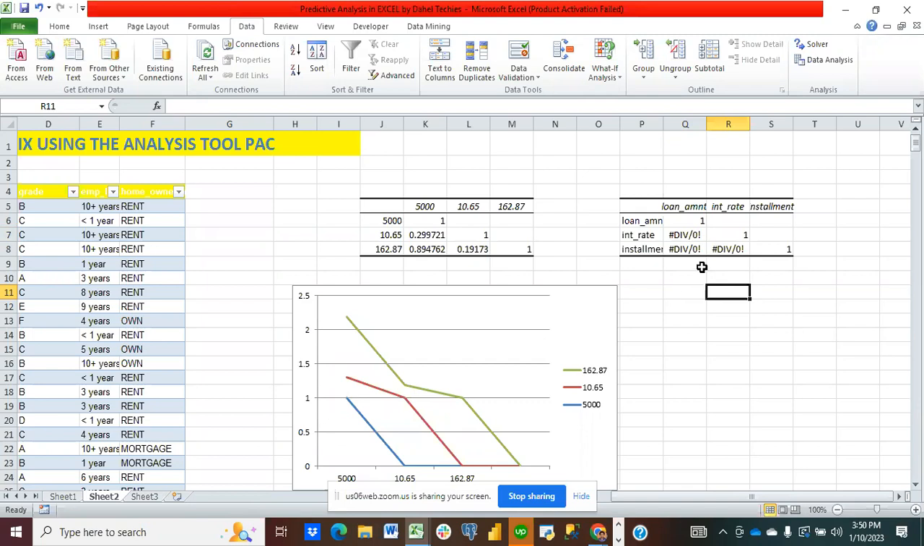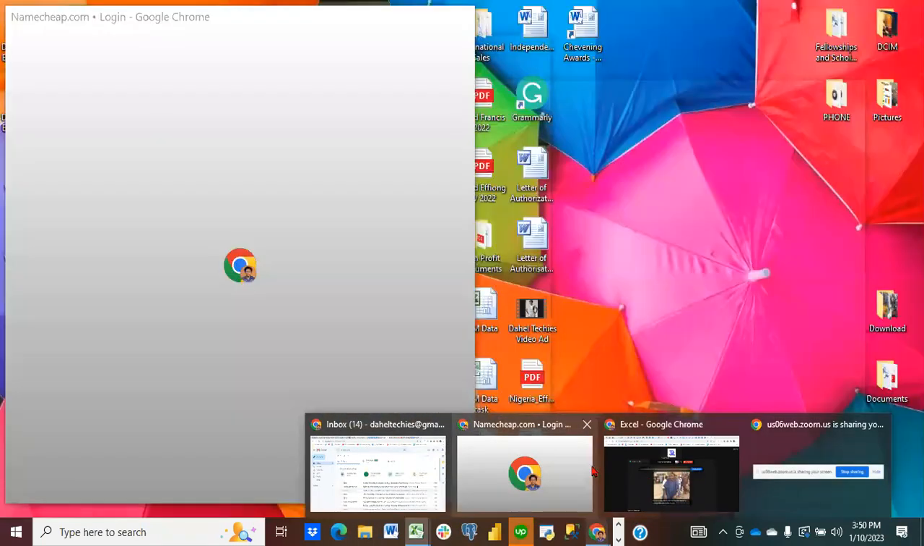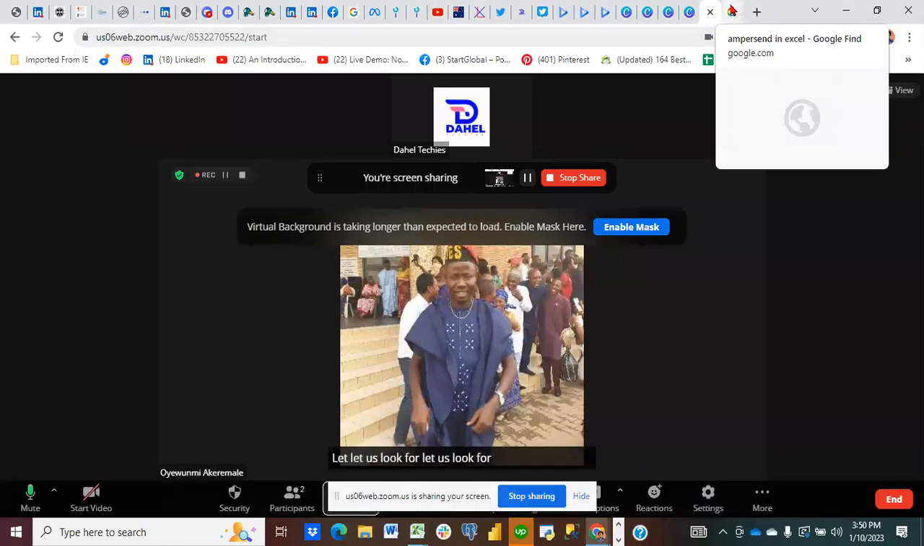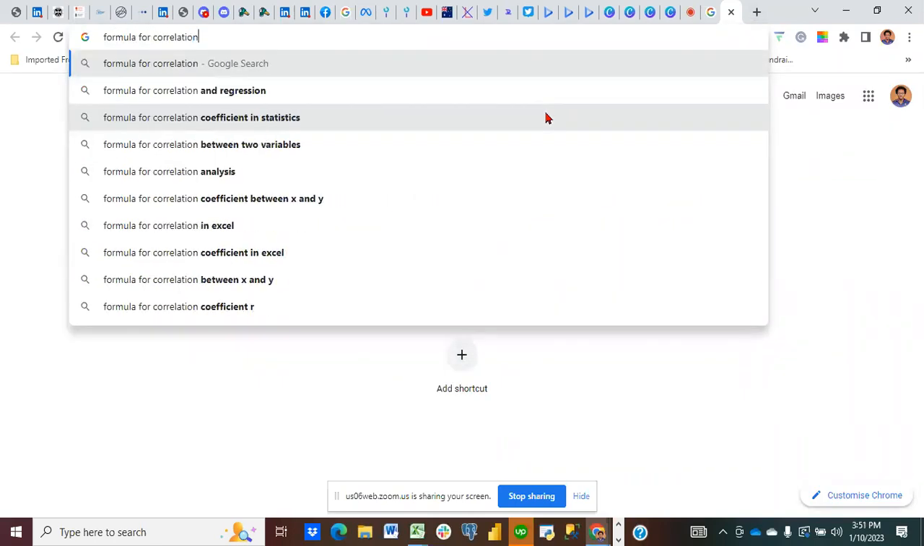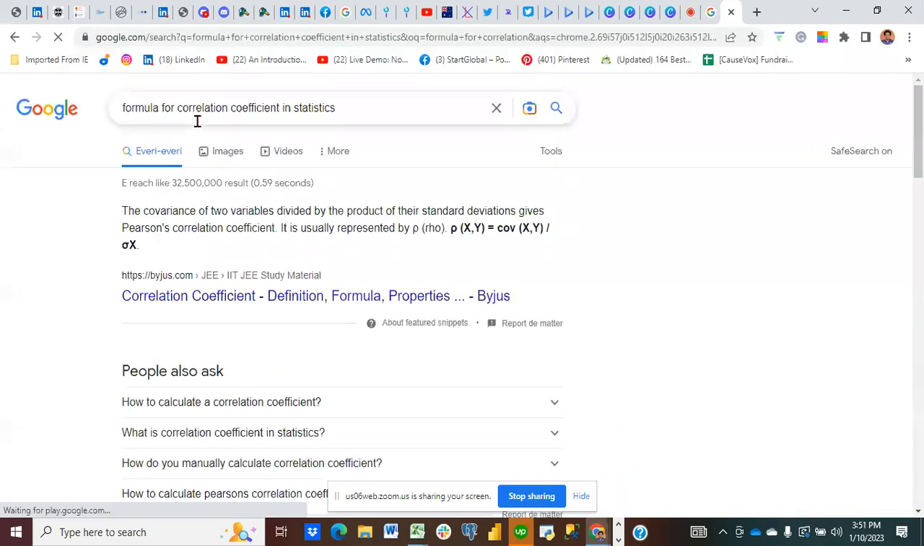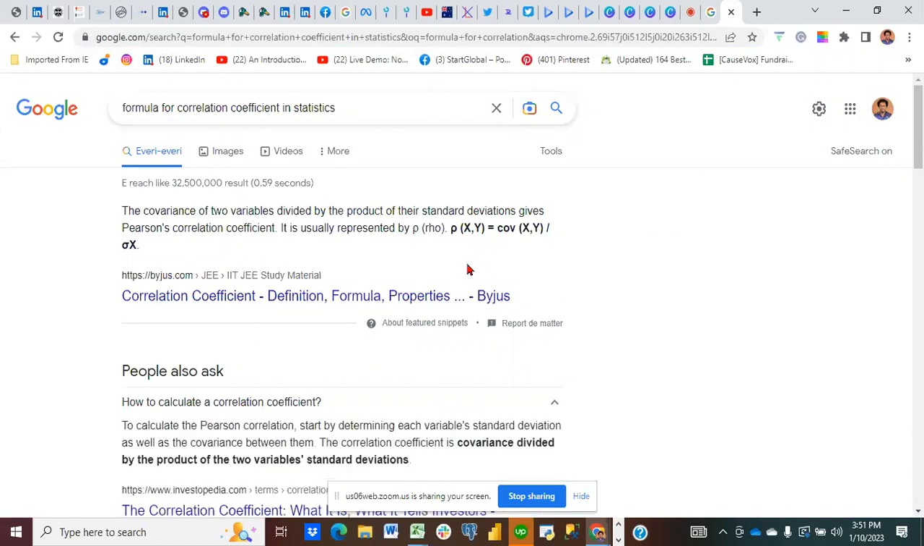I'm not a statistician, but I know that there's a formula for correlation matrix. Let us look for that. Formula for correlation in statistics. Can you see? Can you see the formula? Hello, I'm with you.